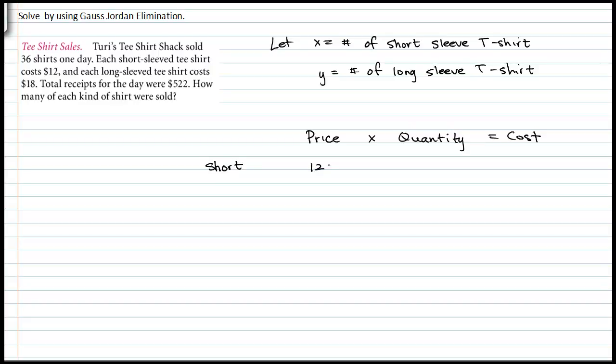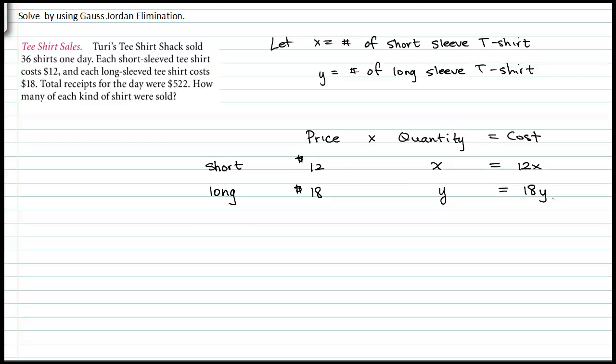In terms of the short sleeve, the price is $12. I do not know how many of them I want to sell, so I want to let that be X. And the revenue or the cost that I want to generate for that day is going to be 12X. For the long sleeve, the price of it is $18. I do not know the number of long sleeves I'm going to sell, so I'm going to let that be Y. And the revenue I'm going to generate from that is going to be 18Y.